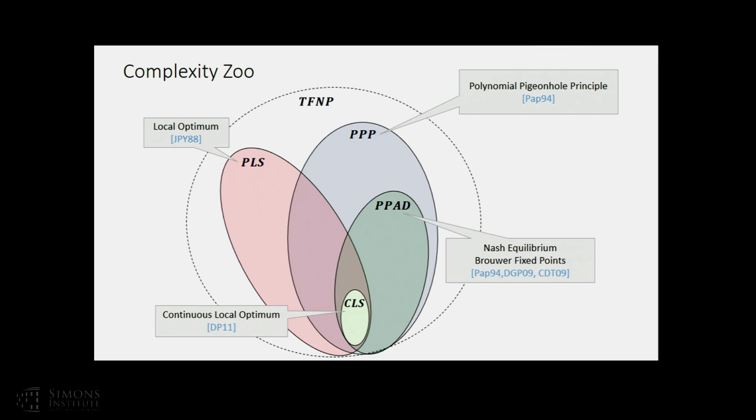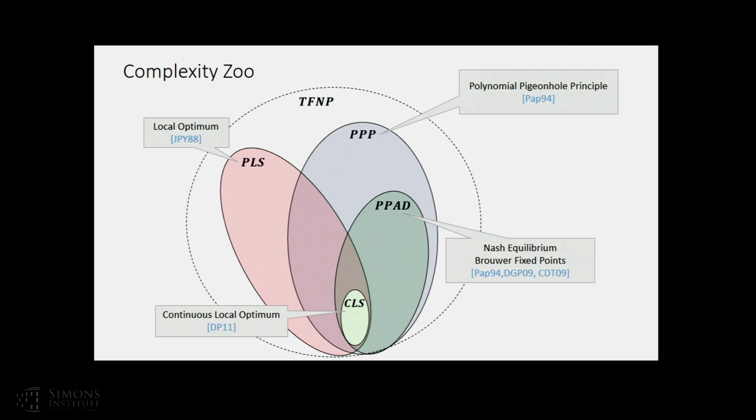Let me just give you one example, PPP, the pigeonhole principle, again introduced by Papadimitriou in '94. You have a function, and you know that its range is smaller than its domain, so there has to be a collision, and the task is to find such a collision. Other subclasses are PPAD, or PPAD, I don't know how to call it. I think it's the most famous subclass of TFNP, since it includes complete problems like Nash equilibrium and Brouwer fixed point. And we have subclasses like PLS, which is polynomial local search, and CLS, which is continuous local optimum.